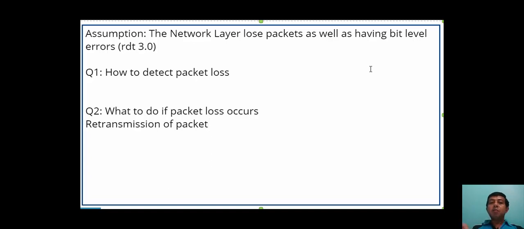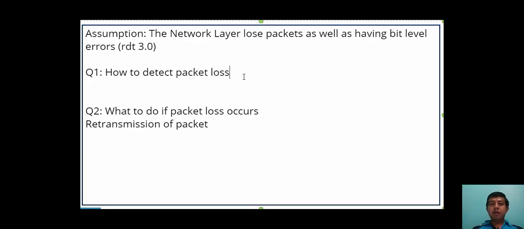Nobody, neither the sender nor the receiver, would actually know what is happening, because a packet loss may happen in the intermediate router, and that intermediate router has no role in informing. Intermediate routers will never inform either the sender or the receiver that a packet loss has occurred, that I have dropped packets. These sort of things it won't do. So if the intermediate routers where packet loss happens would not inform either the sender or the receiver, how would the sender and receiver know that packet loss has taken place?